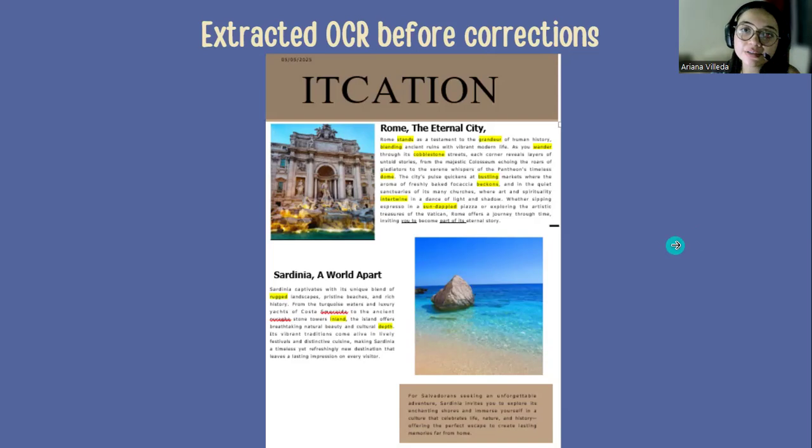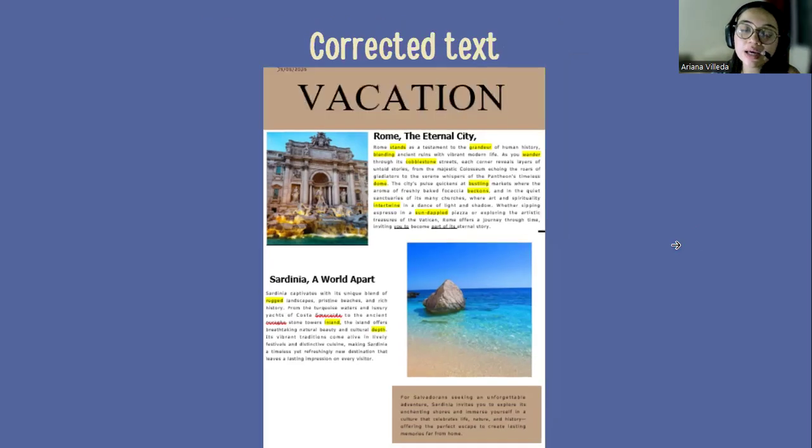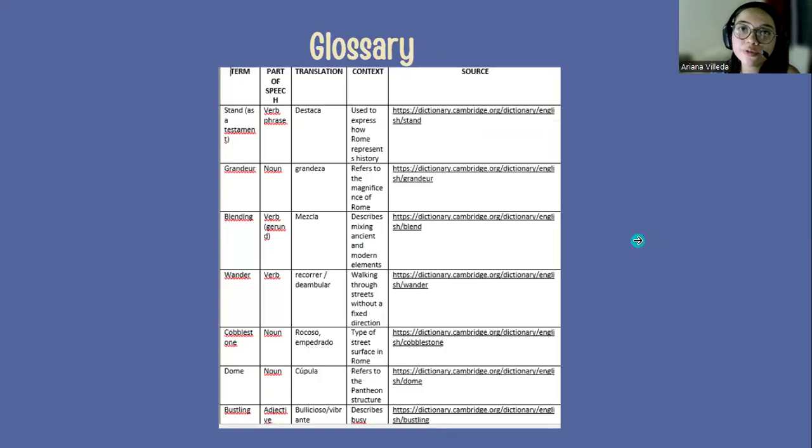Before I started the translation, well, I corrected the text, I checked it, and I read it and I understood it really well. And I identified different vocabulary that I didn't know. So I created a glossary. These are some of the words, using reliable sources such as Cambridge Dictionary. The glossary included key terms from the text, their definitions, part of speech, and the possible translation.